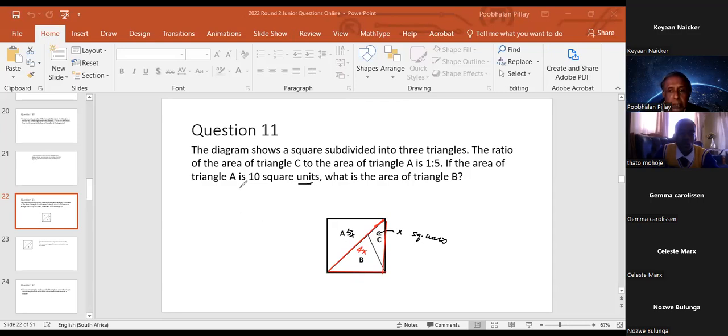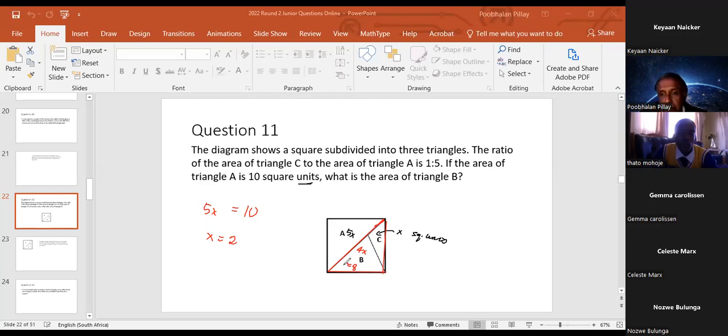But they do tell you that the area of triangle A is 10 square units. So A, the 5X, that's the area of A, and that is equal to 10. That gives you the value of X. So X is equal to 2. And so the area of triangle B will have to be 4X, which is 4 times 2, which is 8.